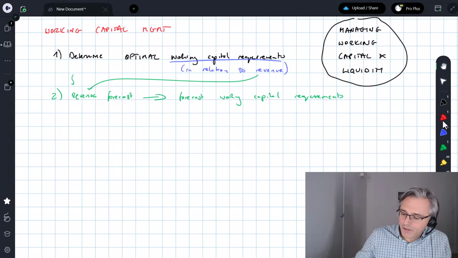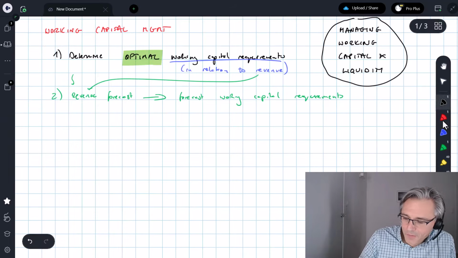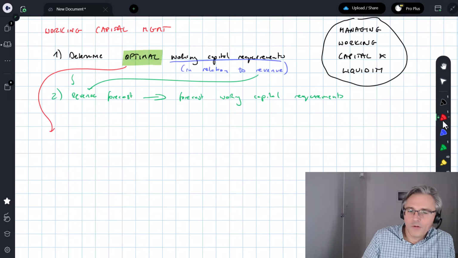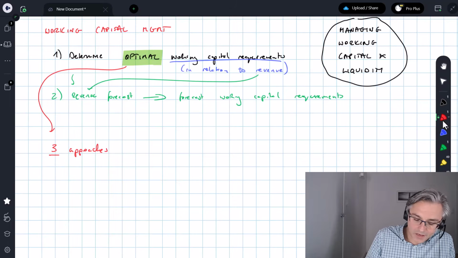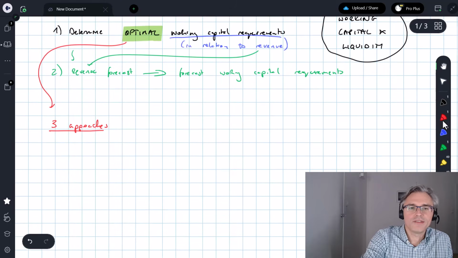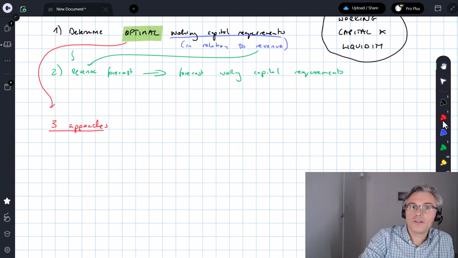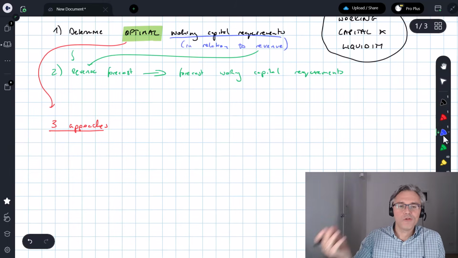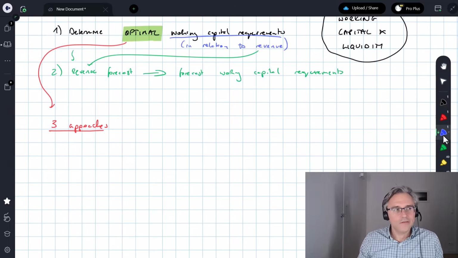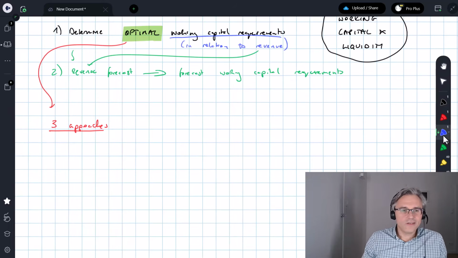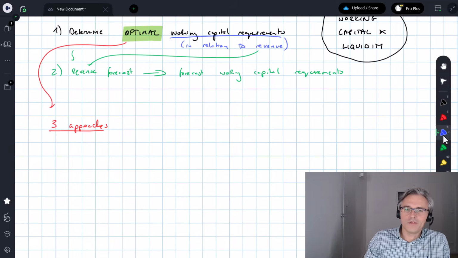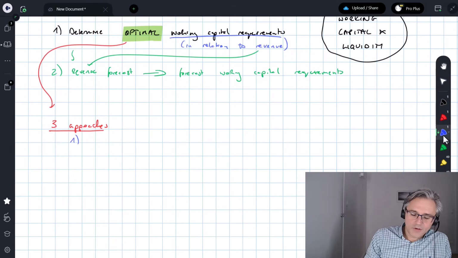Now, with regard to how one should choose the optimal level of working capital, as I said, there are 3 approaches to doing this. And you should know them. You should know what they're about, but also what pros and cons they've got, although the advantages and disadvantages are pretty straightforward. So the first of these approaches is what's known as the conservative approach to working capital management.